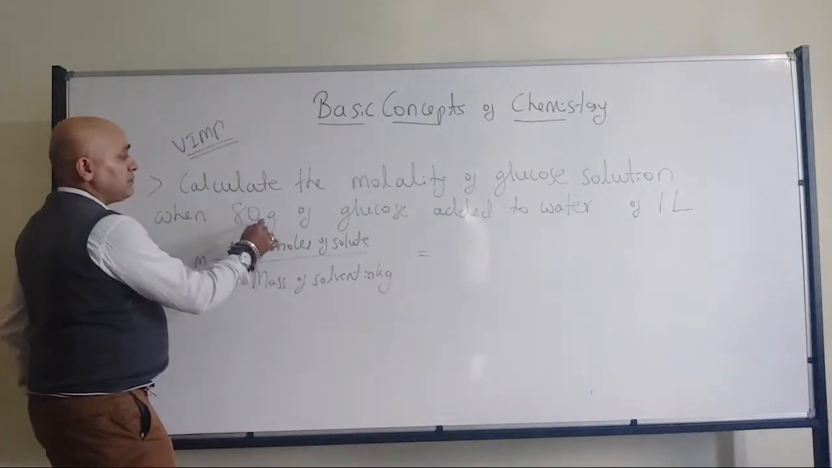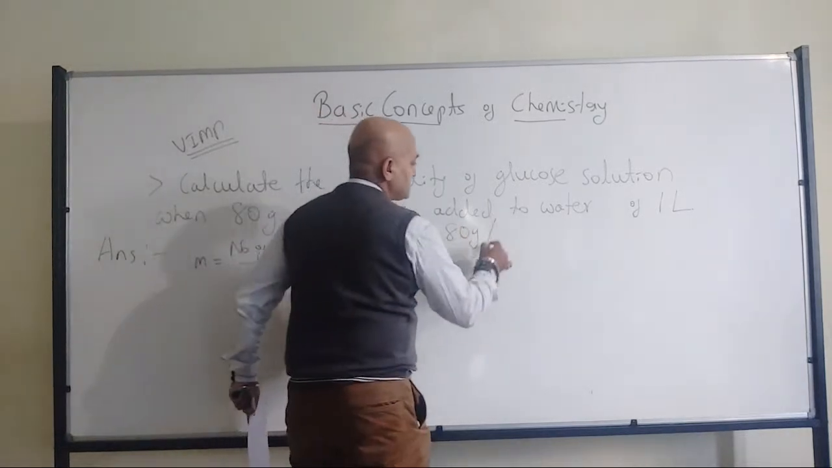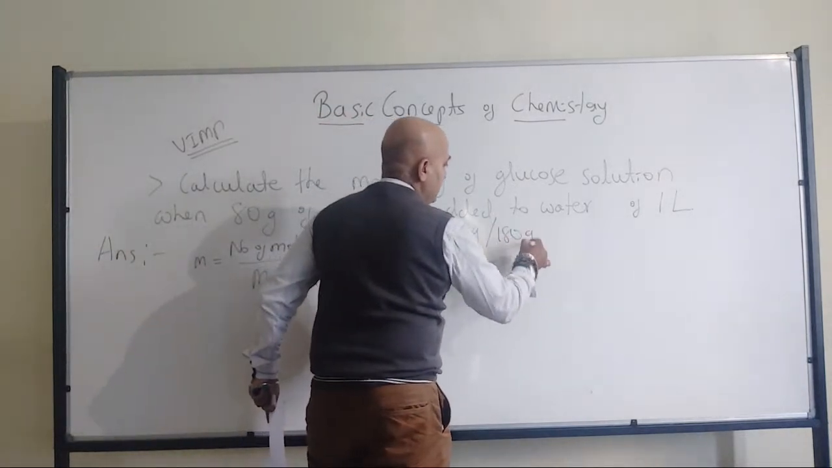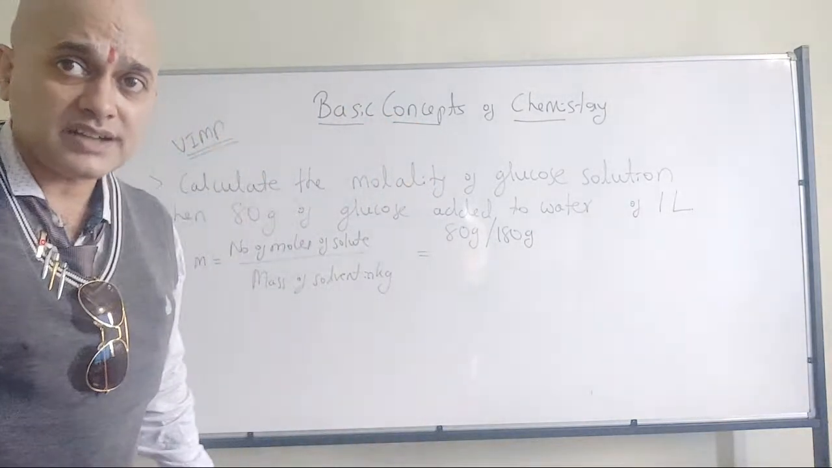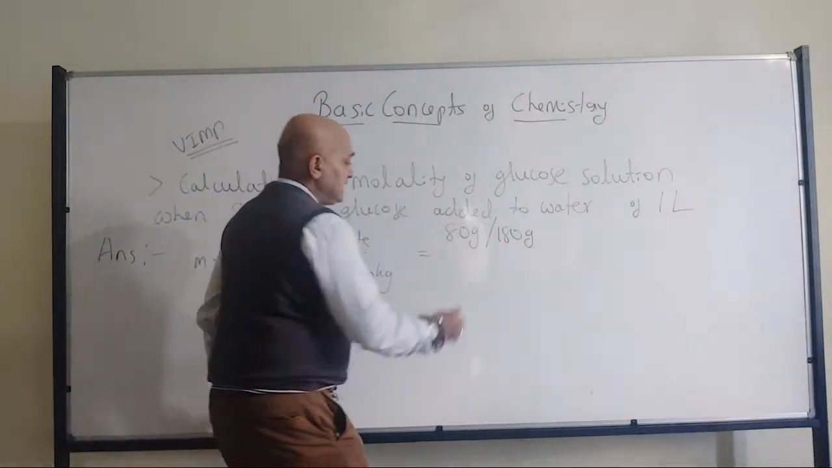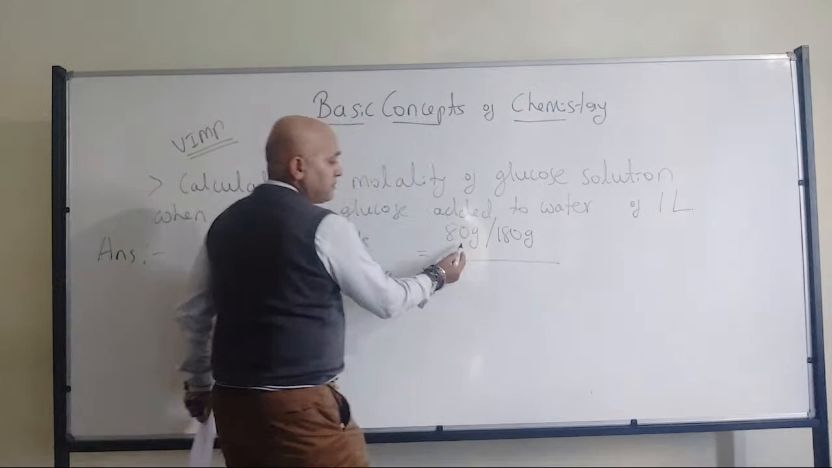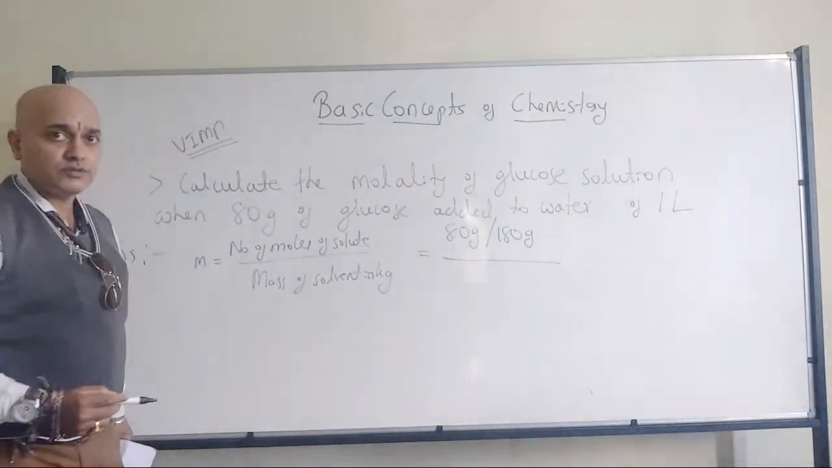What is that given mass? 80 gram. What is that molar mass of glucose? That is nothing but 180 gram. C6H12O6, right? So molar mass of glucose will be 180 gram. So given mass divided by molar mass will give the number of moles of glucose.